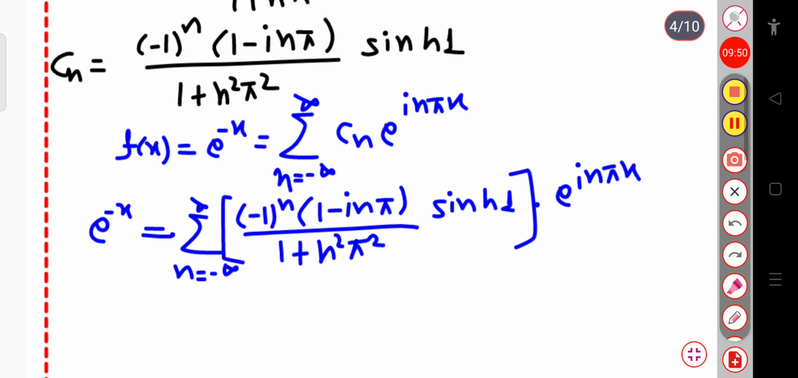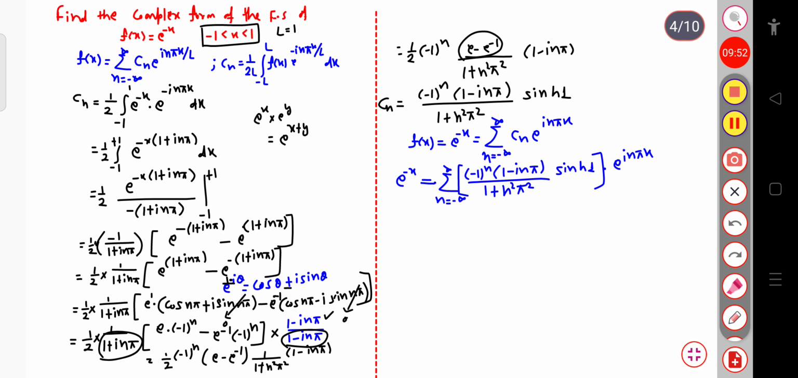Now you can see that in this way you can represent any function in the form of a complex Fourier series. This is basically for an arbitrary interval, which we have calculated here, from minus 1 to plus 1. So this is our final answer, and in this way you can solve any other questions.